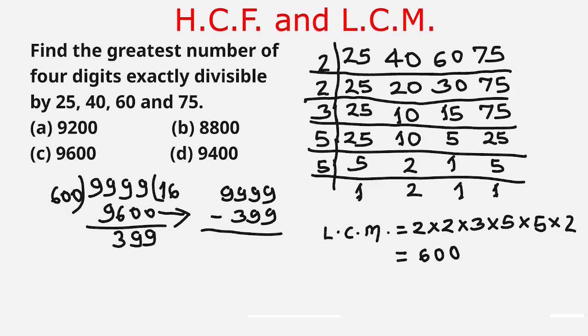9,999 minus 399 is 9,600, and this is the largest number exactly divisible by 25, 40, 60 and 75. From the given options, our answer is option C, 9,600. I hope you have understood the method of solving such type of questions. We go to the next question.